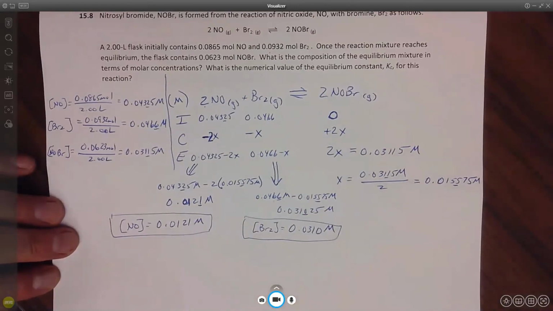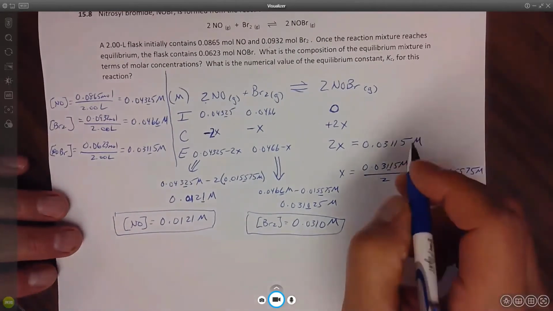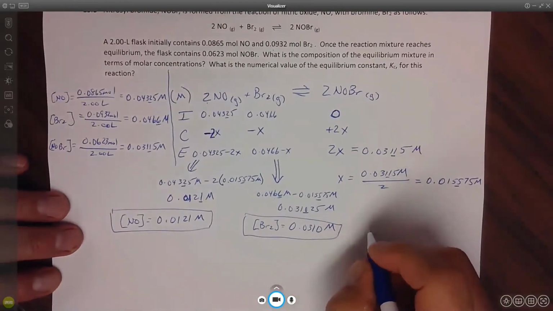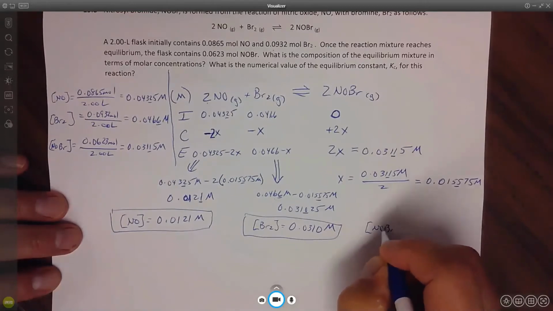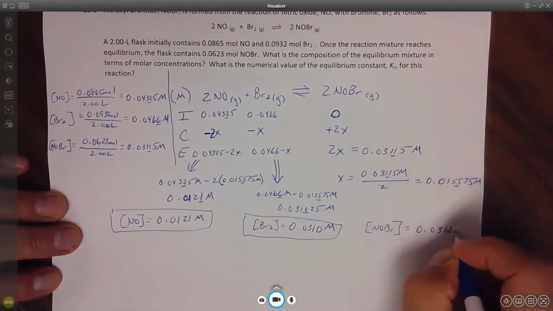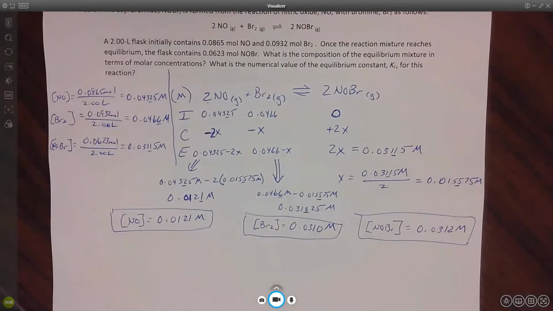Okay. And then, well, we already know the concentration of the nitrosyl bromide, that was actually given to us. So the nitrosyl bromide concentration at equilibrium is just 0.0312 molar to the correct rounding in sig figs. Okay, any questions about that? Everybody good?